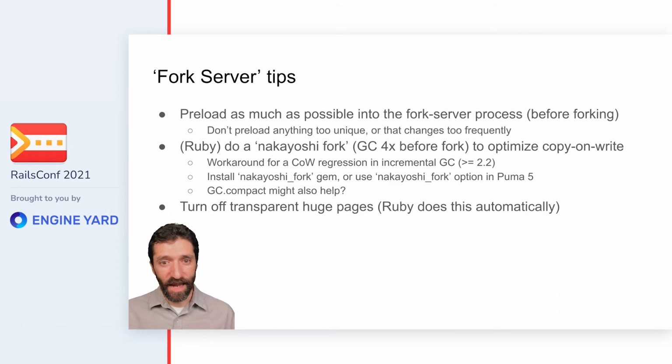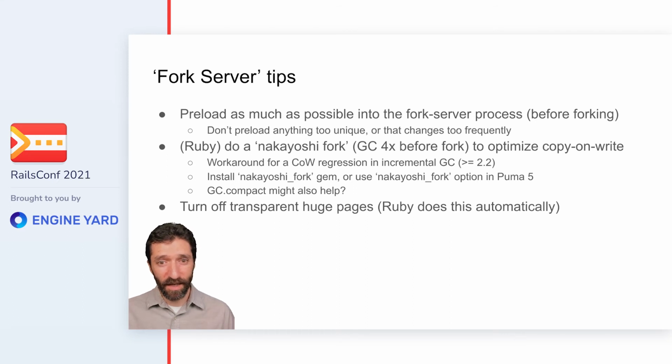So here are a couple of tips on how to design a good fork server. The main piece of advice is to preload as much as possible into the fork server process before forking. So this would be in your initializers in Rails. This can be a bit of a balancing act since you want to make sure you don't preload anything too unique that isn't going to be used too often by all the forked processes, or any data that might change too frequently so that it would just become obsolete in a long-running process and just take up memory.